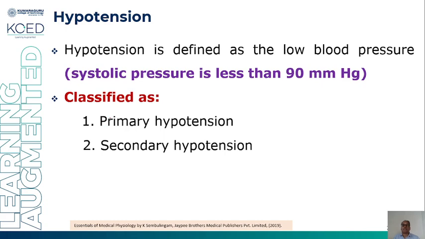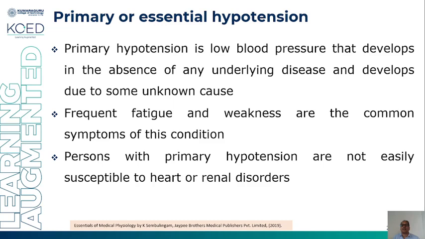So what is hypotension? As I mentioned earlier, systolic pressure is normally 120. If the pressure falls to 90 or lower than 90, where the system should get alerted, that is hypotension. Hypotension is a medical emergency. Again, it is classified into two types: primary and secondary.